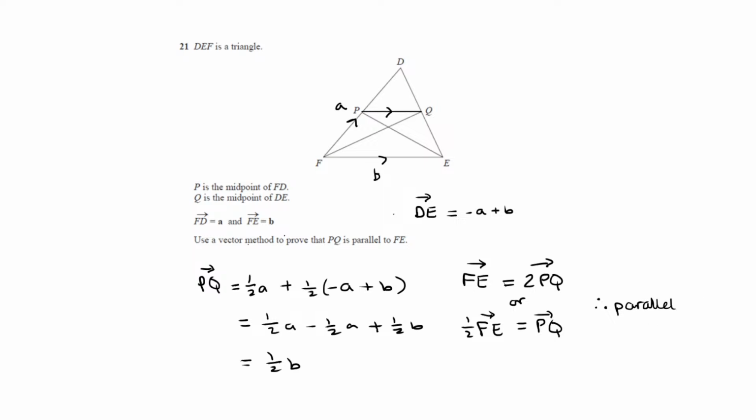If they say prove it's on a straight line, you prove they're parallel first, and then you show that they have a point in common. Let me see if I can quickly find one of those, and then at least we've covered all the vectors pretty well. Oh, this one's not drawn, but it works the same.